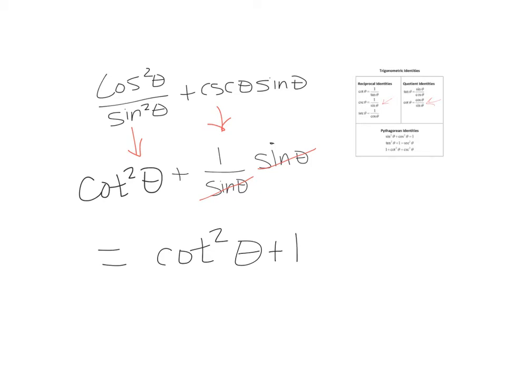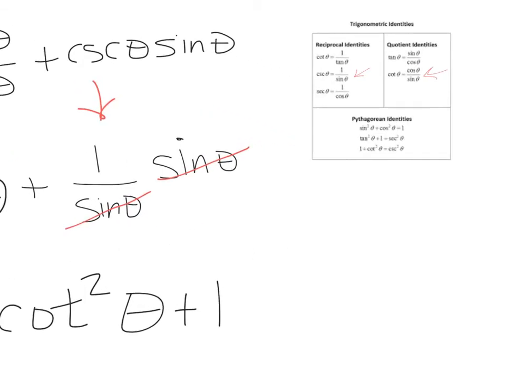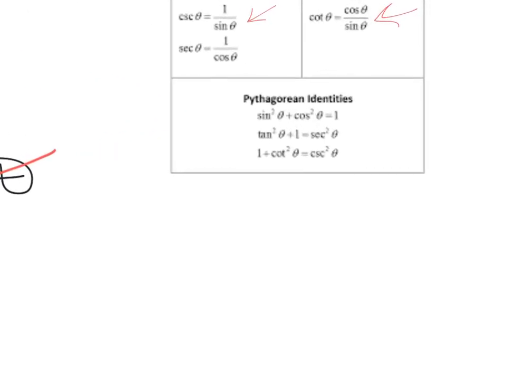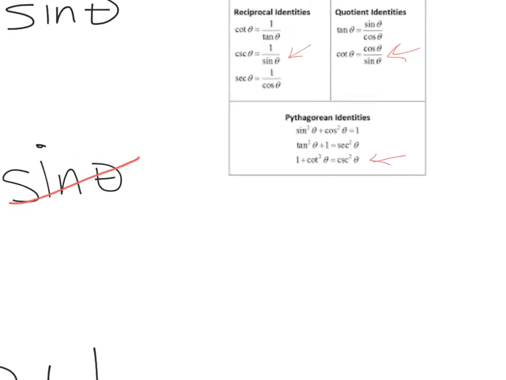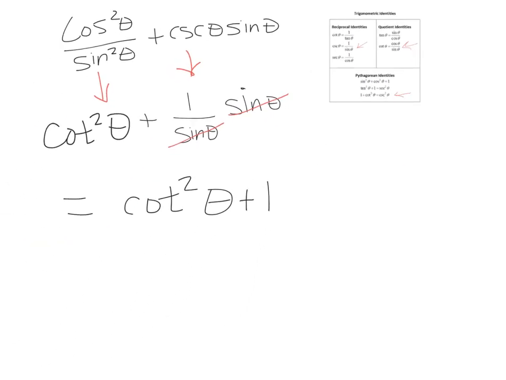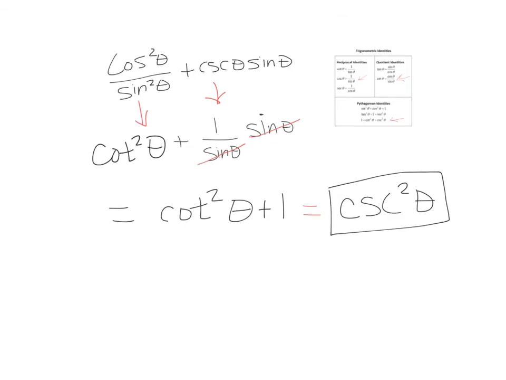Well, when you really look at it and you now zoom in on the Pythagorean identities, what's 1 plus the cotangent squared? It is the cosecant squared. So this right here boils down to just being the cosecant squared of theta. So there's our answer for this problem.